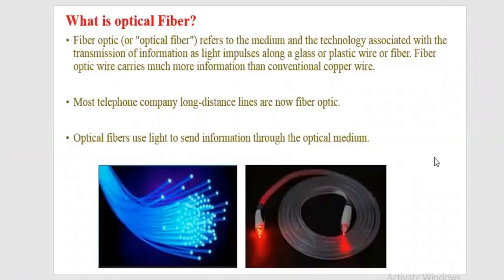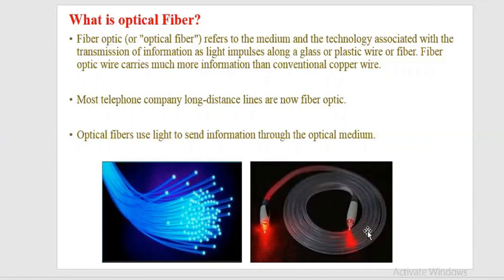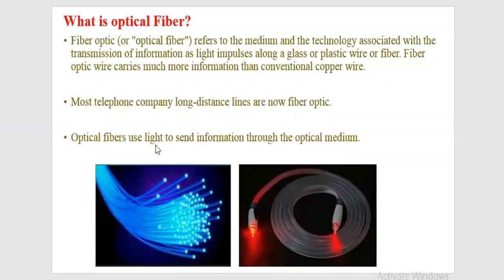So what is an optical fiber? This is the material used for communication purposes. Instead of using copper wire, where electrons carry a message in the form of electricity from one end to another end, in optical fiber the message is carried from one end to another end in the form of light. This is more useful than ordinary copper wires.